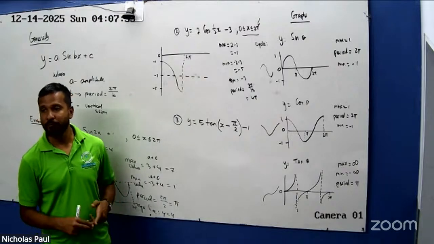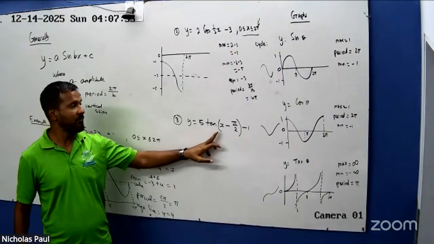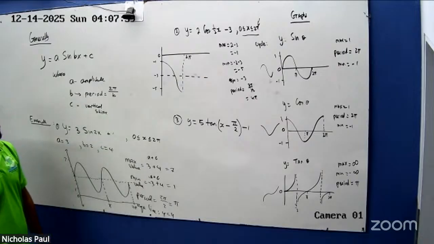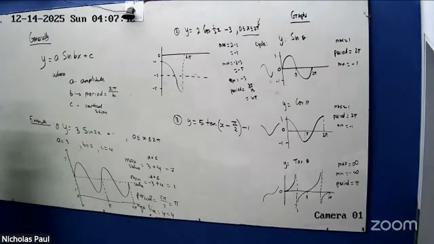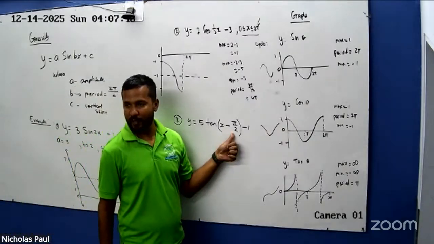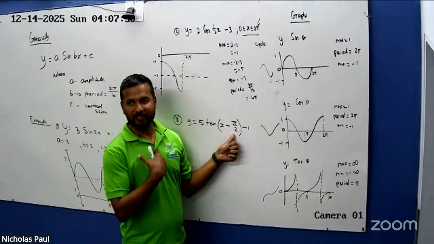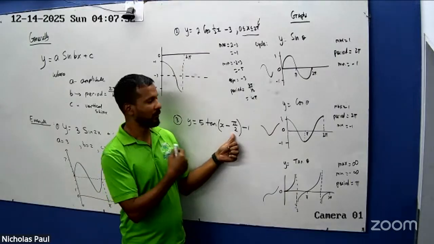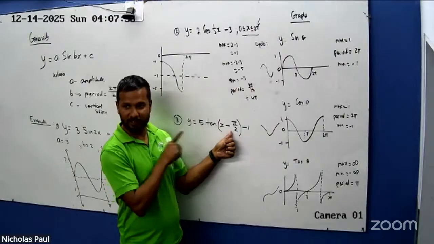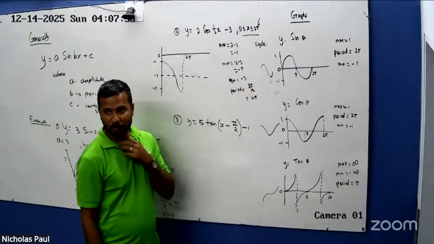Try this one, 5 tan of x minus pi on 2 minus something. This horizontal shift is where? To the right or to the left? Which one? Positive, so to the right.